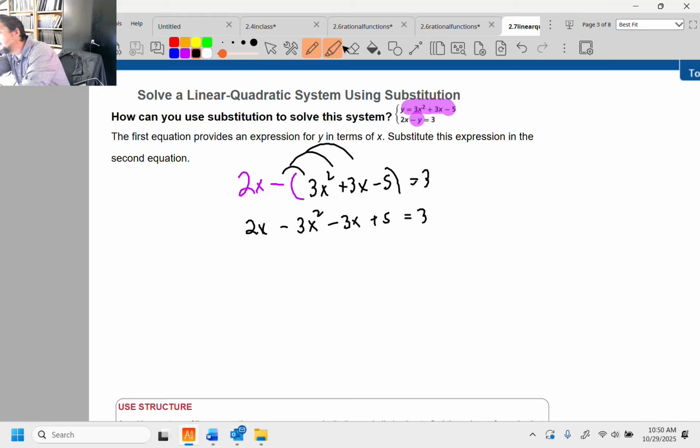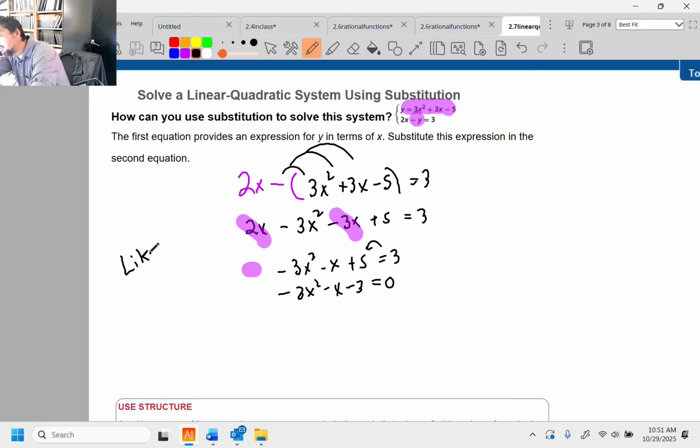All right, so like terms is up next. We've got a -3x. I swore I chose pen. We have a -3x squared. 2x minus 3x is minus x. There's a +5 and we equal 3. Now, I'm going to go ahead and one-side it. I'm going to subtract 3 from both sides, and then I'm going to do another step. I personally like A to be positive. And it's a personal choice. You don't have to do it, but if the math teacher does it, there's probably a reason for it.